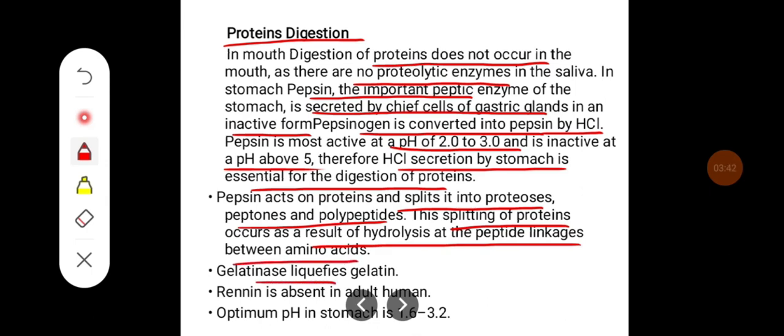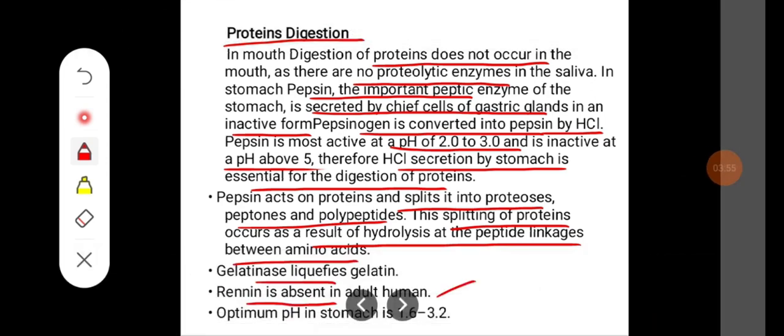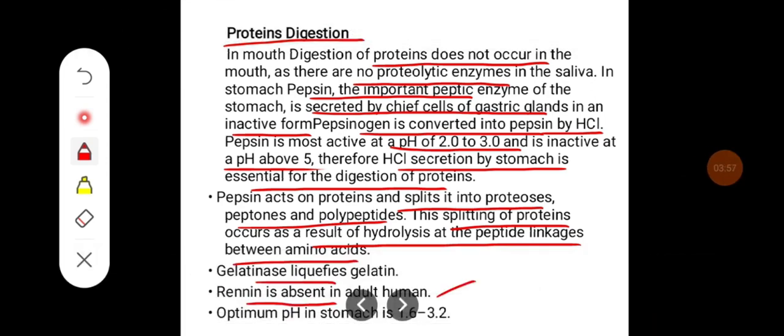Gelatinase liquefies gelatin, and renin is absent in adult human, but it is abundant in infants, where it helps in the digestion of casein. Optimum pH of stomach is around 1.6 to 3.2.